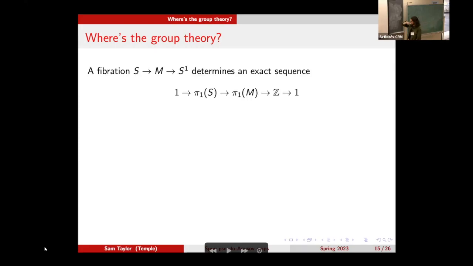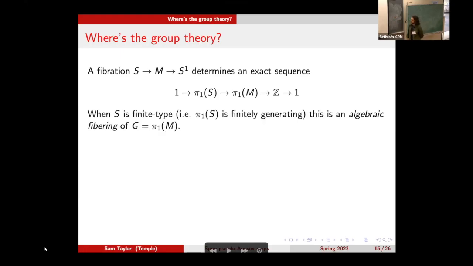So of course, in general, everything I'm talking about are fibered manifolds, even if coming to me in some other form. Any fibration over the circle determines an exact sequence, like this. And the classical picture, the picture we started with, is where S is a finite type surface. We started with the case of S being a closed surface, and so this is an example. It's kind of funny to say this, but this is an example of an algebraic fibering.